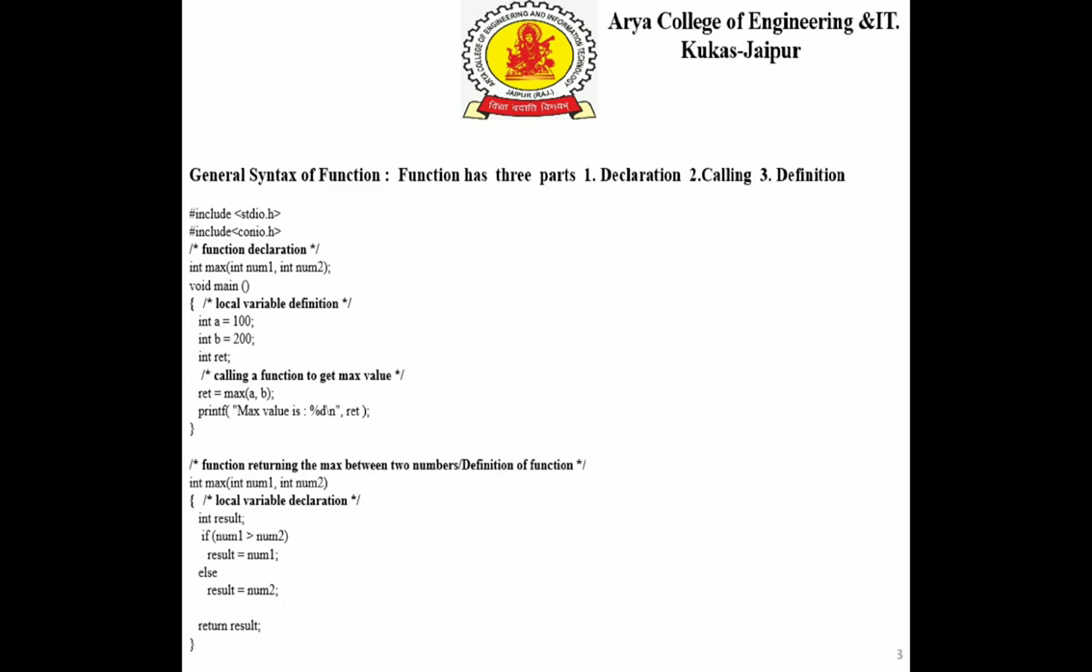Further, in the definition section of the function we can see the logic of how to calculate the maximum value from the two values that are received from the main function. If num1 is greater than num2, the greater is num1 and it is returned to the main function. Else the greatest number is num2 and it is returned to the main function.